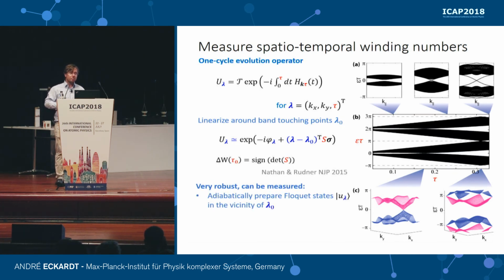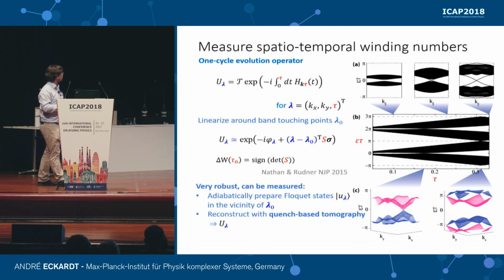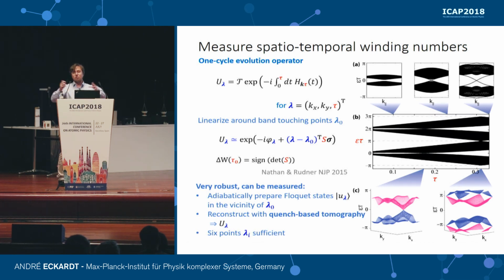So we adiabatically prepare the Floquet state in the vicinity of these band touching points. Of course, you cannot go adiabatically through the band touching, but you can prepare them in the vicinity easily. Then you can reconstruct these Floquet modes that you find by using the tomography scheme I was mentioning at the very beginning, and from this you get the evolution operator, and then you just need to do it on 6 points around it, and you can go even quite far away from this point because this is such a robust quantity, and it works very nicely.